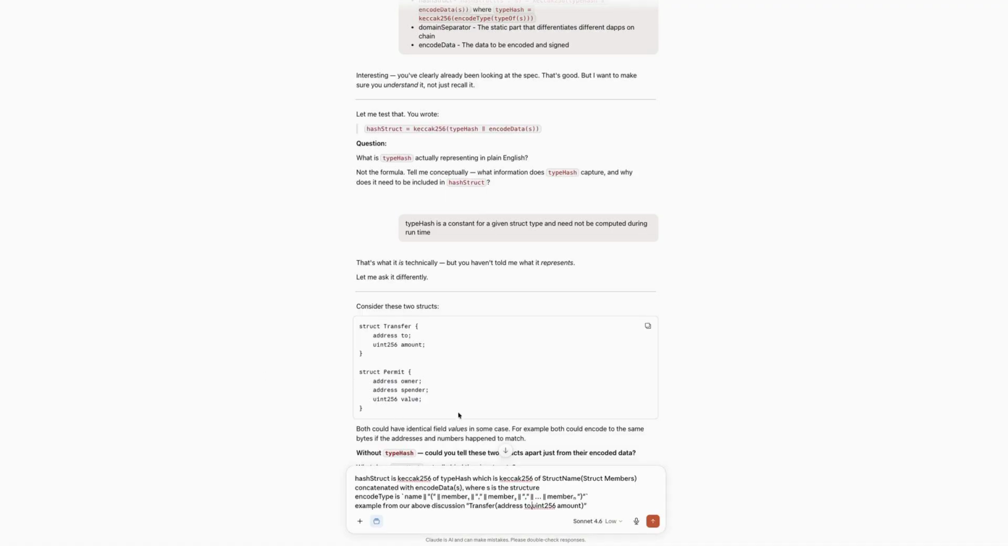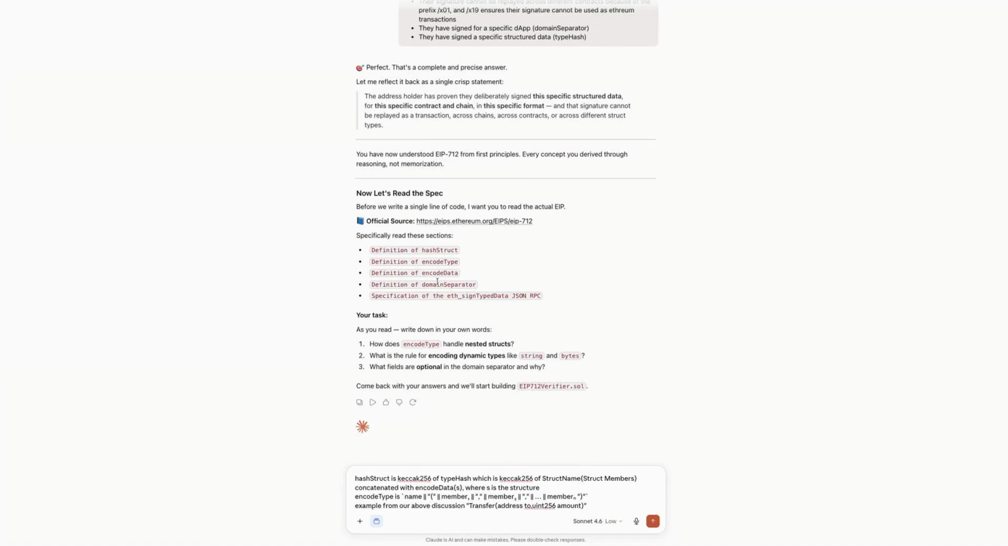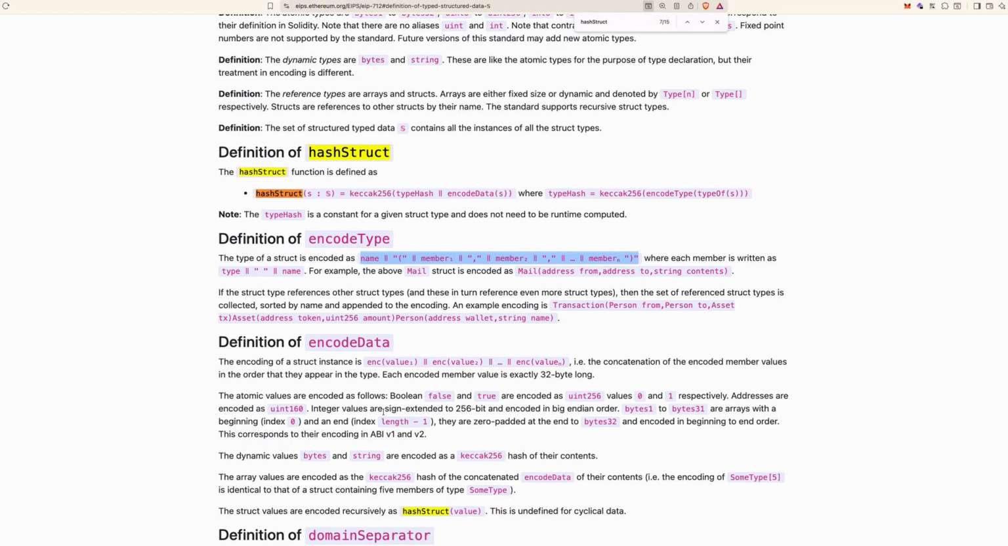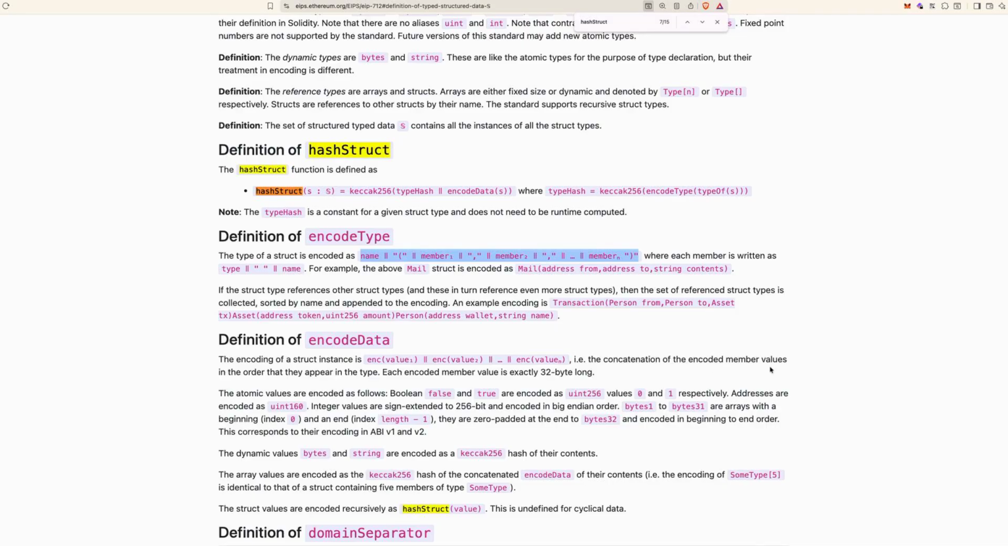Then what do we have? The next is the definition of encodeData. The encoding of a struct instance is encodeValue 1, concatenated with encodeValue 2, concatenated with encodeValue n. That is the concatenation of the encoded member values in the order that they appear in the type. Each encoded member value is exactly 32 bytes long. The atomic values are encoded as follows.